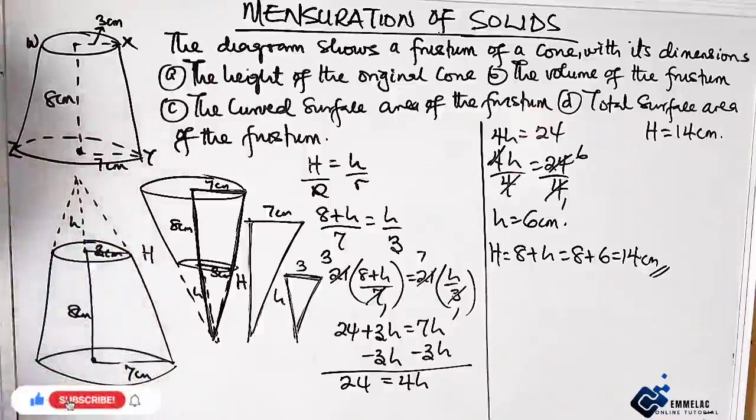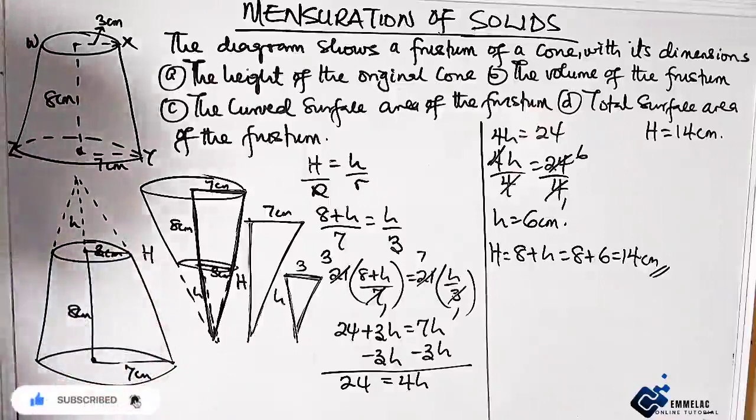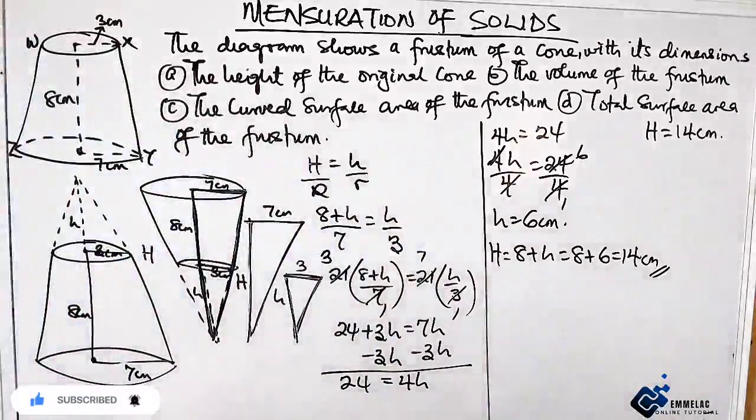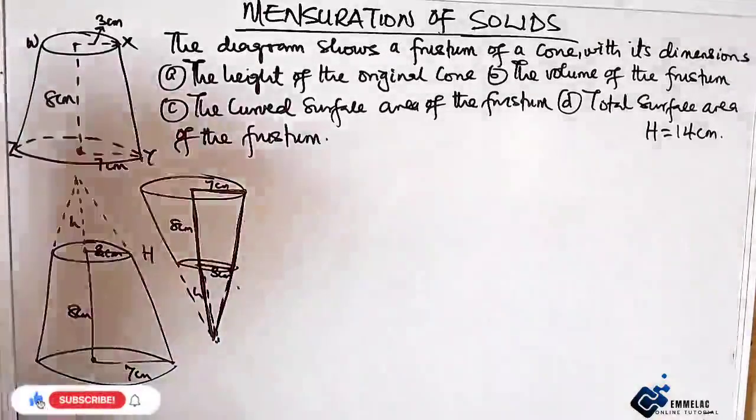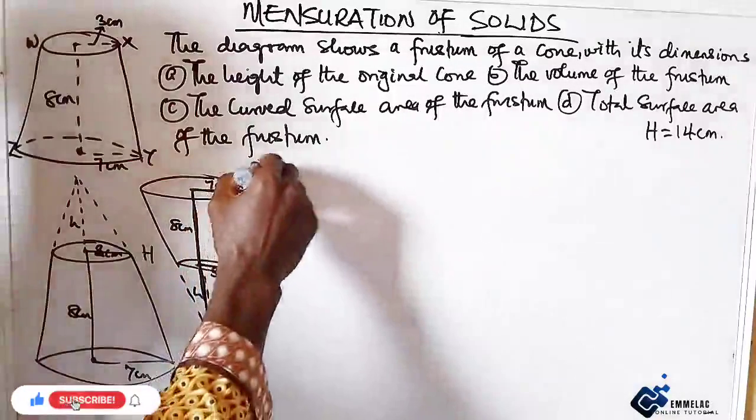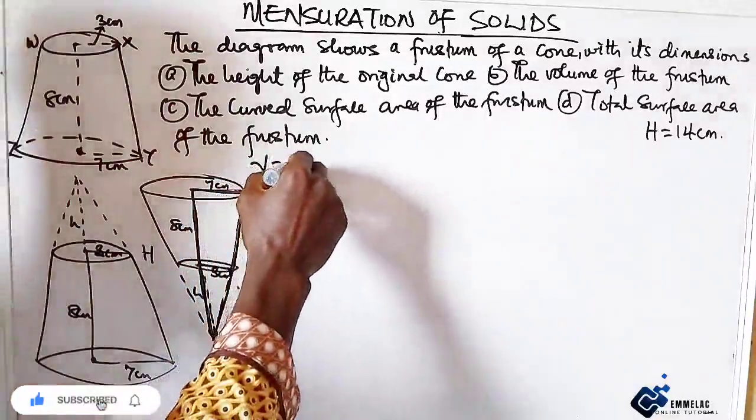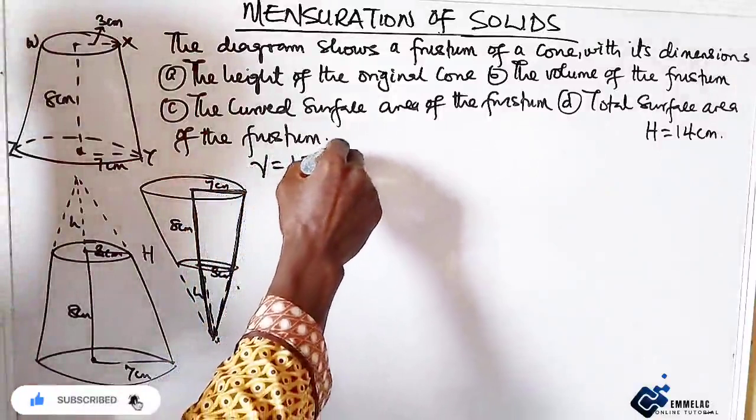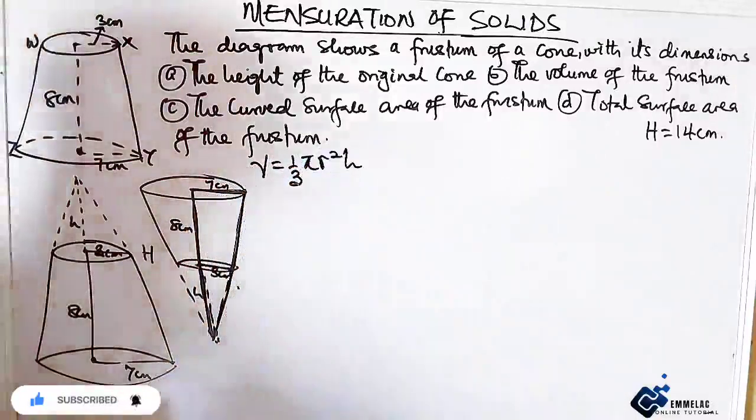We now have the volume of the frustum. Alright, so how do we get started? First of all, we need to ensure that we identify the formula for the volume of a cone. So the volume of a cone is given as 1 over 3 pi r squared h.